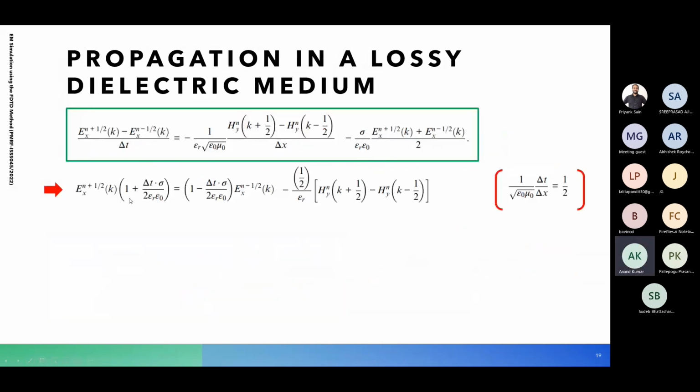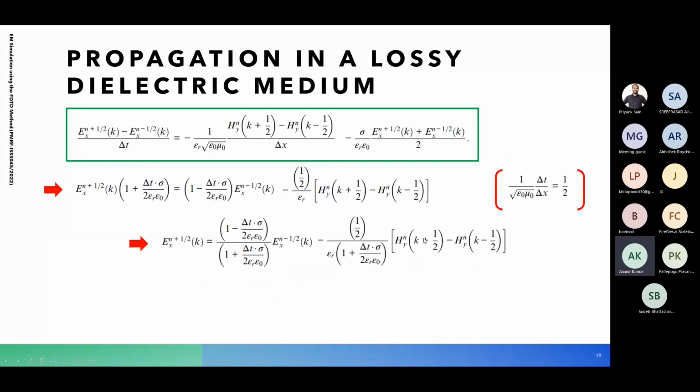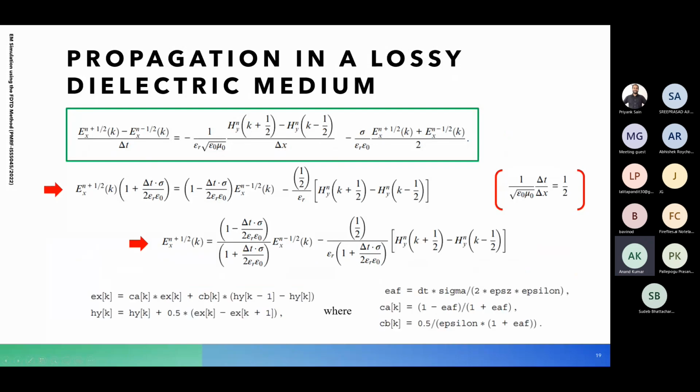So we got the electric field update equations, and there was no change in the magnetic field update equation, and so we got this particular set of update equations for lossy media.